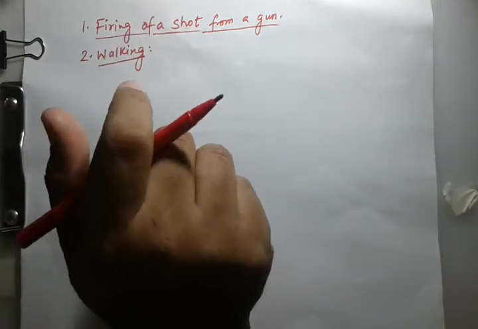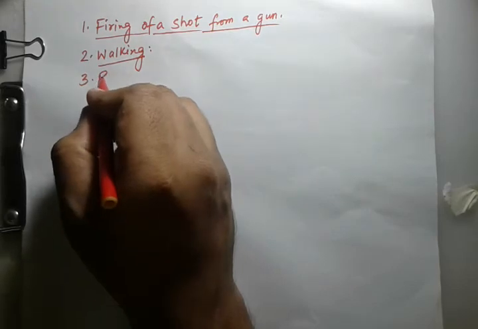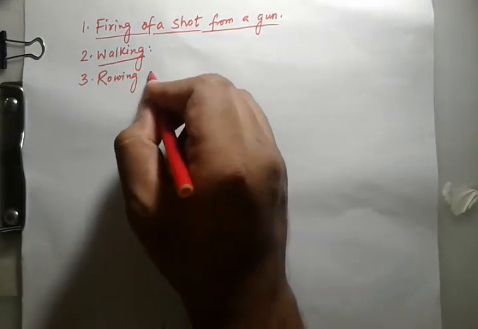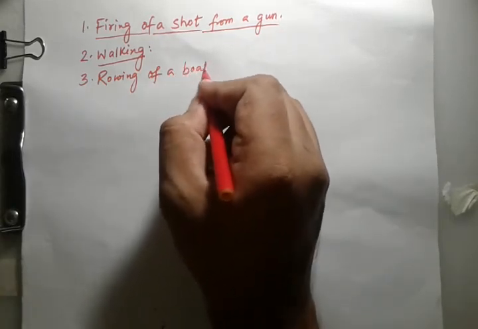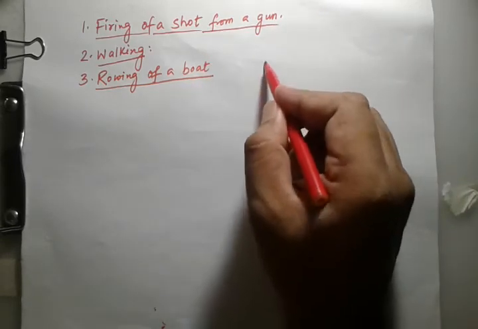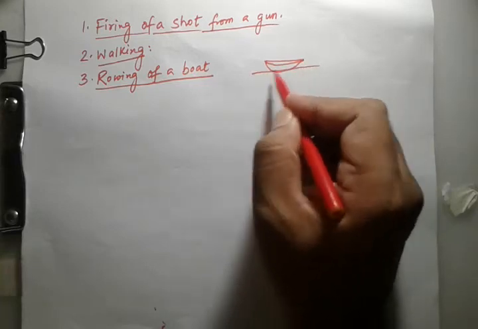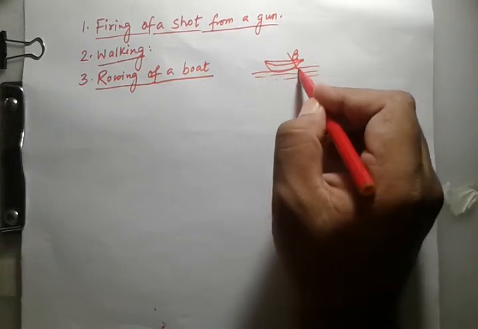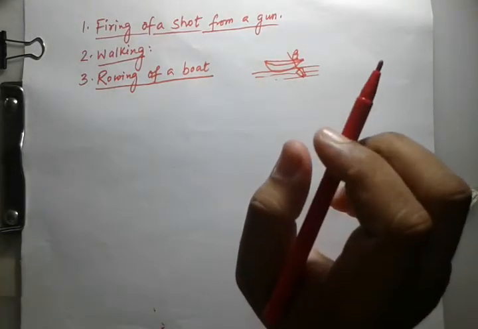Now the rowing of a boat. I think you have seen a boat, and it looks like this. This is the water, and the boatman will be sitting here, and he has this type of thing in his hand. So what is the action force?